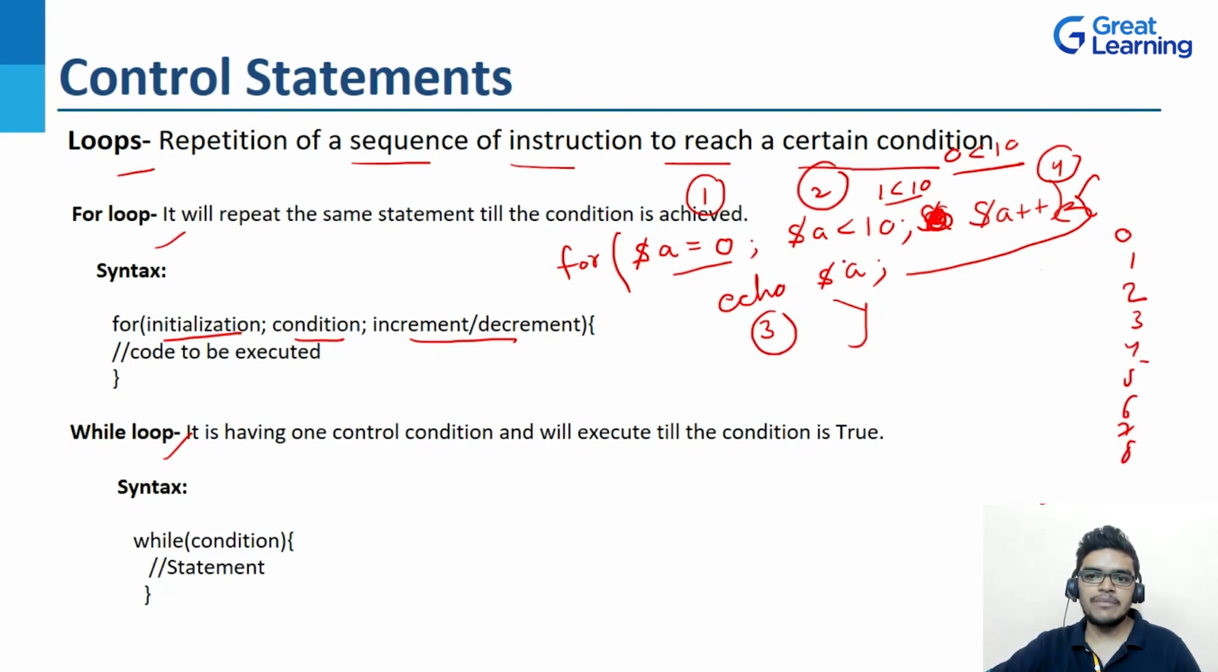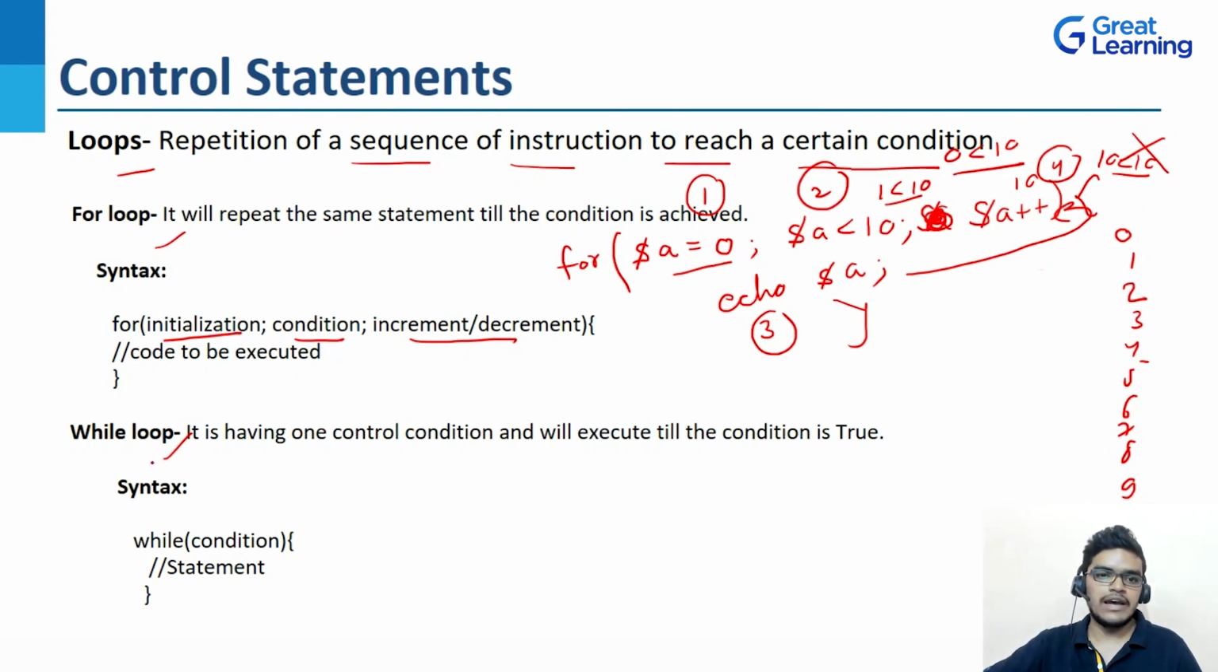Let's suppose here if I am getting the value as 9, right? So after getting 9, it will go for the increment. So here the new value will be 10, right? So it will check once again condition, is 10 less than 10? Is this condition true? No. So the loop will end. So this is the working of for loop.